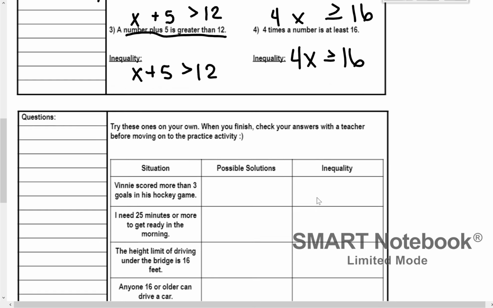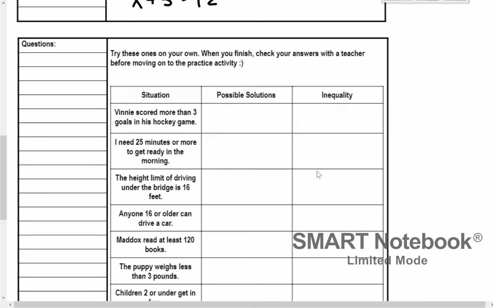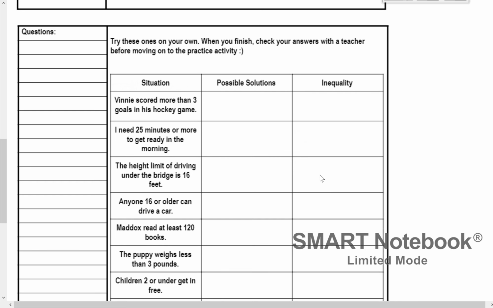Okay. If you're feeling comfortable, I want you to pause the video at this point and try these on your own. You are just reading the situation, listing some possible solutions, and then writing the inequality. Okay. If you still want to follow along for a couple more examples, you may, and then I'll let you know when you should be pausing.